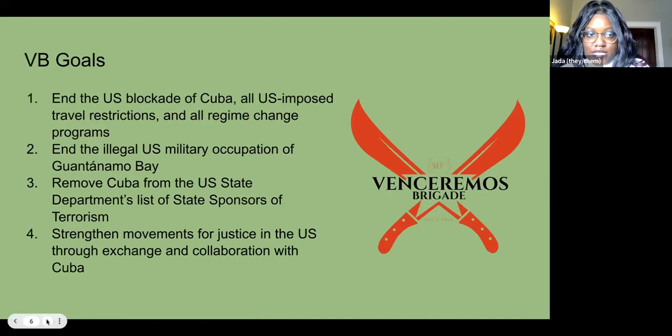Next slide, please. So what are our goals? What are the Venceremos Brigade's roles and goals? Why does this exist? The goals are wanting to end the US blockade on Cuba and all travel restrictions and regime change programs that the US imposes, and the illegal US military occupation of Guantanamo Bay. Guantanamo is occupied Cuban land by the US military.